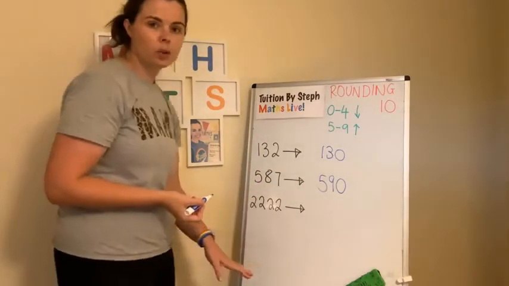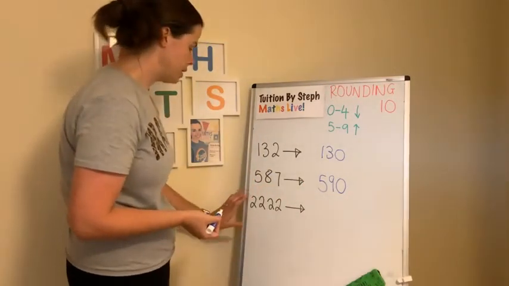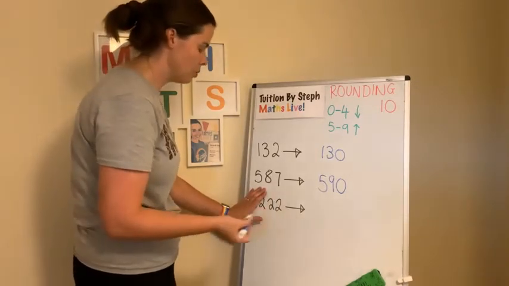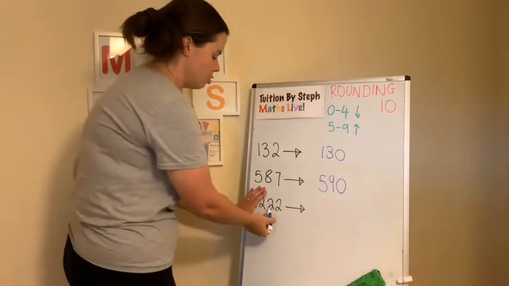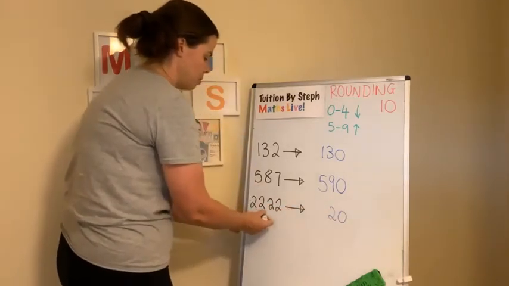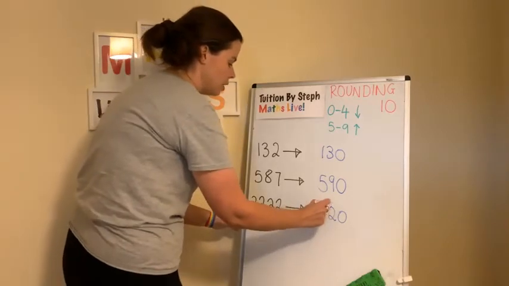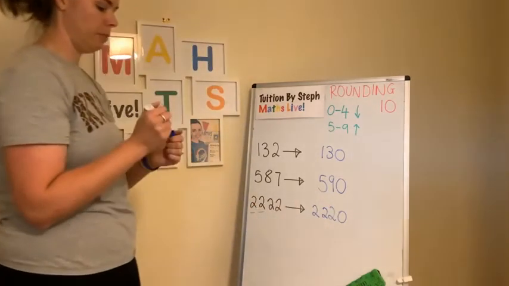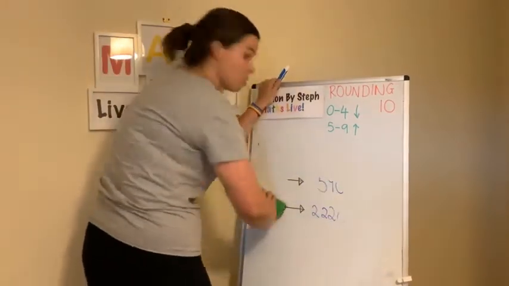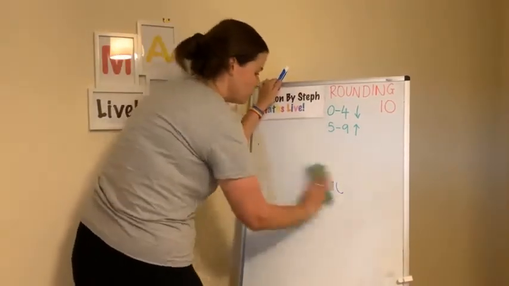And even though it's a 4-digit number, we're still rounding to the nearest 10. So let's focus on our 10s, and the units tell us what to do, the digit to the right. So 22 to the nearest 10 is 20. And then we just slot our other place values back into place. So well done if you got those. Don't worry if you didn't. It's all good practice.